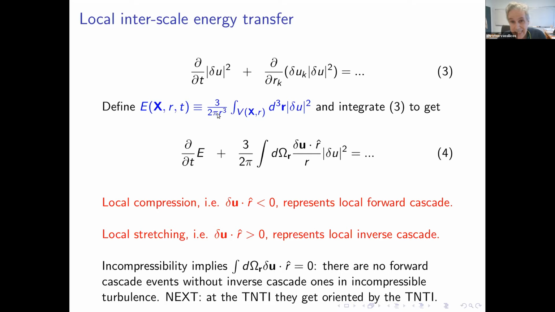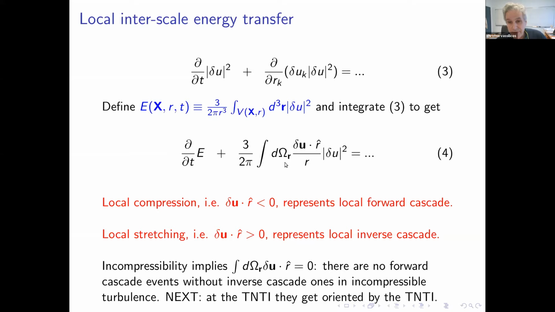And when you apply this operator on this equation and apply the theorem of Gauss, you get something like this. So the time dependency of the energy in scales smaller than r, by the way, here I have divided by the volume of this sphere, just to make it dimensionally correct an energy. And this is equal to an equation which has on this side the interscale transfer term, which is now written in this form, with d omega the solid angle. So now it's basically integrating over a sphere of radius one, as it were.